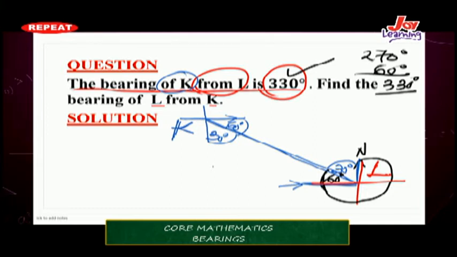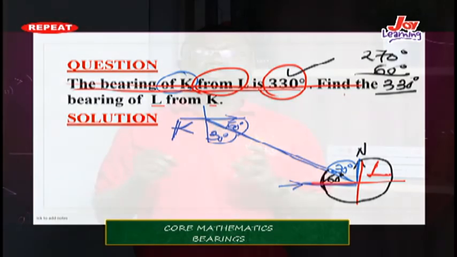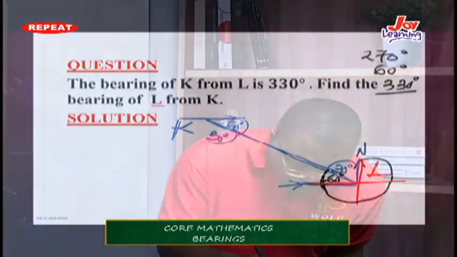Now that I've checked my alternate angles, the first statement, I will not consider it again. What is the function of the first statement? The bearing of K from L is 330 degrees. The function of that statement is to be used to draw the diagram. So after using the first statement to draw the diagram, don't go to the first statement again. Now let's look at the second statement. Every statement has a duty to perform. What is the duty of the first statement? To draw the diagram. What is the duty of the second statement? Which is rather the question. You use the diagram to answer the question. Now let's use the diagram to answer the question.